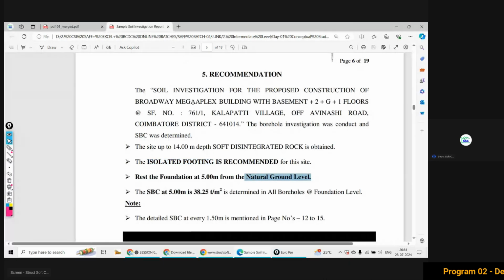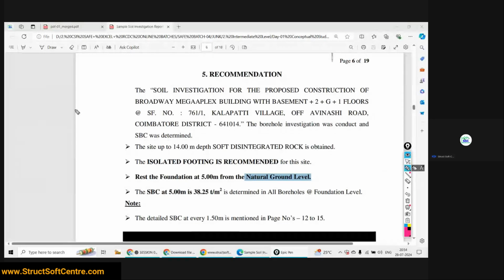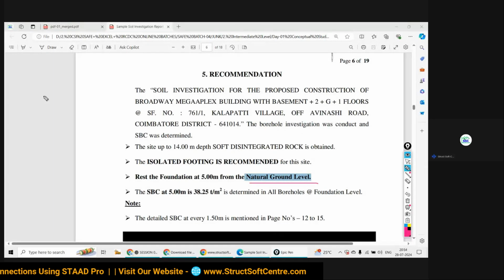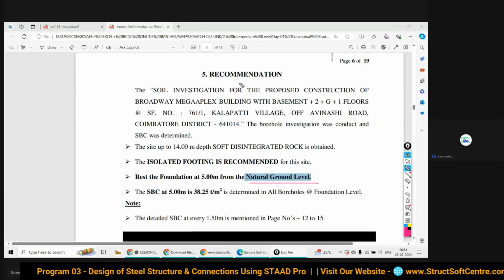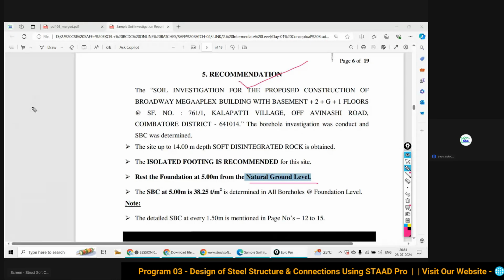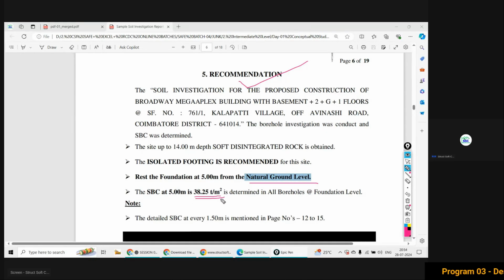People are asking, sir, at what depth I have to put my foundation, how will I come to know? So this soil investigation will recommend that. Sir, what type of foundation should we choose? That also will be recommended by your soil investigation report. Sir, what is the basis of the soil I should consider? That also will be given in your soil investigation report.